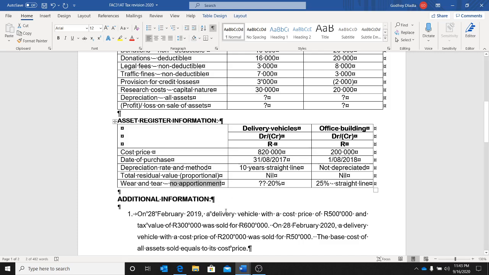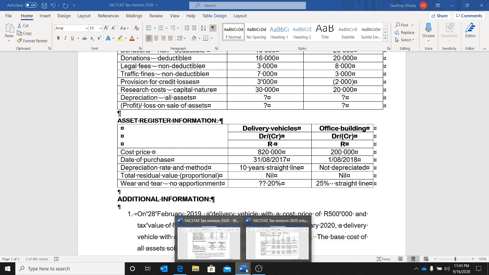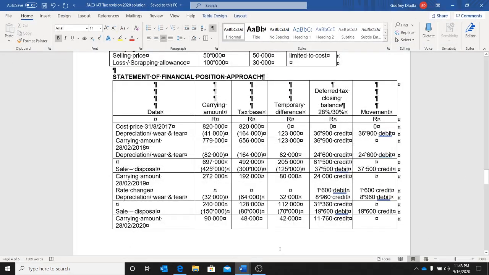Now, in relation to this now, I want us to check this calculation here, right? So if you check here, you say, here's the 820. If you take 10% of that 820, that will give you 82, right? Or 10 years. But now remember, 82,000 is for the whole year. The asset has been depreciated only for 6 months in that period after being bought to year end.